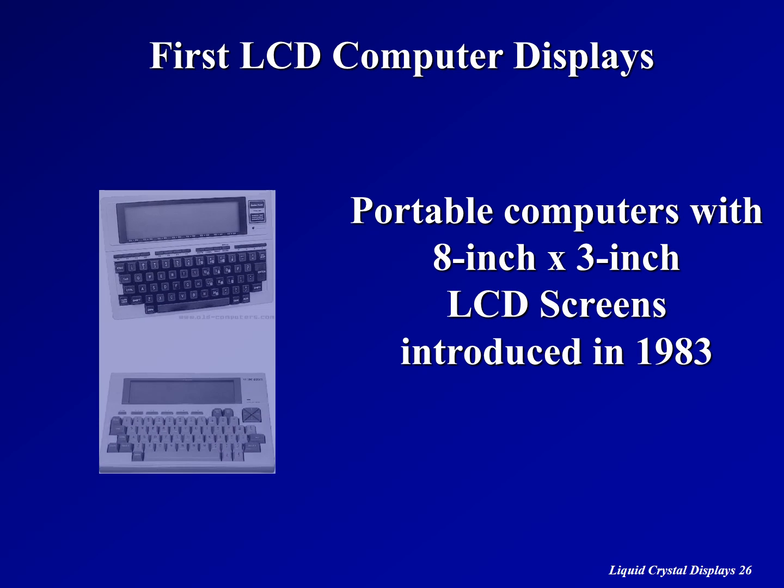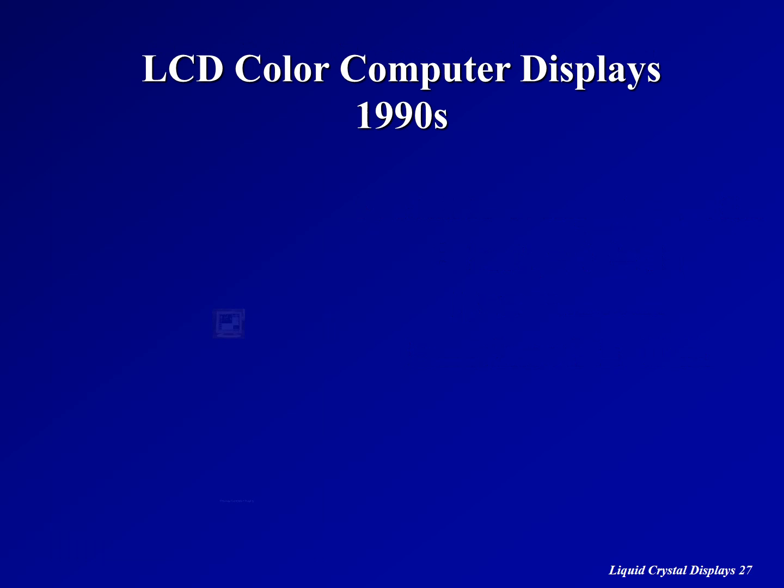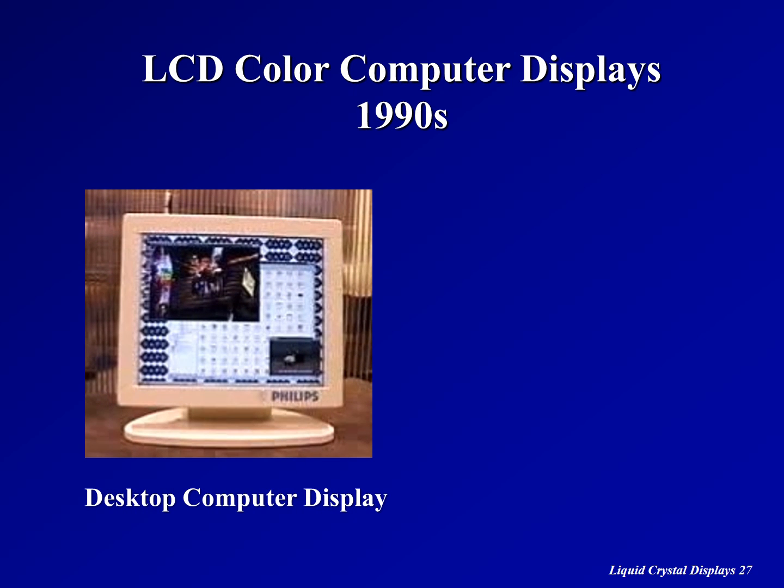In 1983, the first portable computers appeared. They used liquid crystal displays with screens that were 8 inches long and 3 inches high as shown in the photo. In the 1990s, computers began appearing with full-color liquid crystal displays in large screen sizes and with much higher screen resolution.